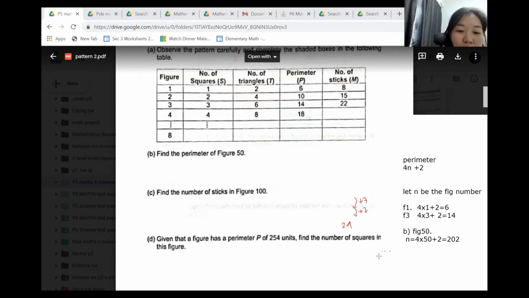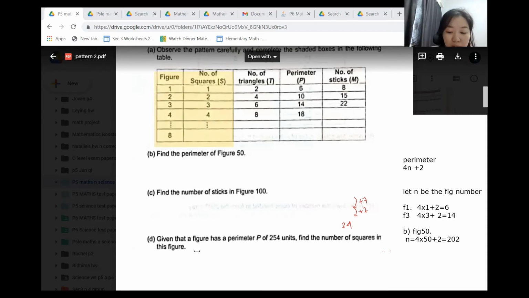So D, what they say is, given that a figure has a parameter of 254, find the number of square in this figure. So if I want to find the number of square, still remember just now we say what about the relationship between the figure number and square here.